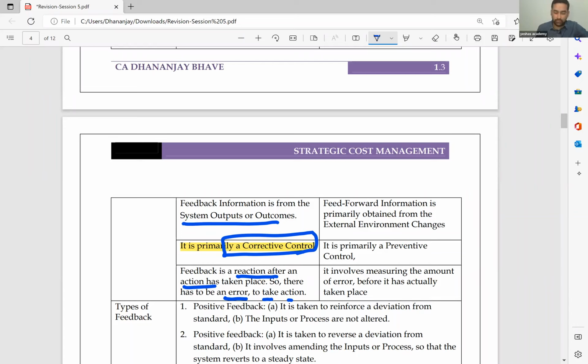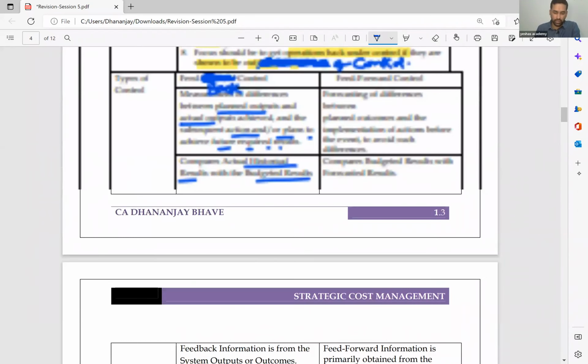So this feedback is a reaction after an action has taken place. September month is over. A lot of employees have wasted a lot of materials. We have purchased poor quality items. We wasted a lot of time and labor, unused during the month. Everything is done, and now you will sit and analyze why that happened, and think how to fix this in future. That means an action has already taken place and now you are reacting to it. So there has to be an error to take an action. That means as long as you're getting nil variance or favorable variance, you will not do anything in feedback control.